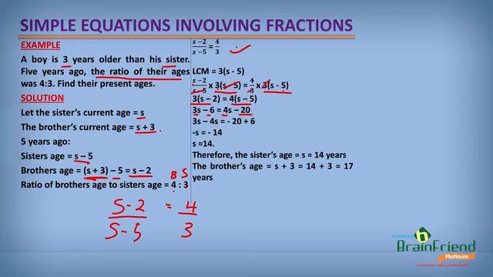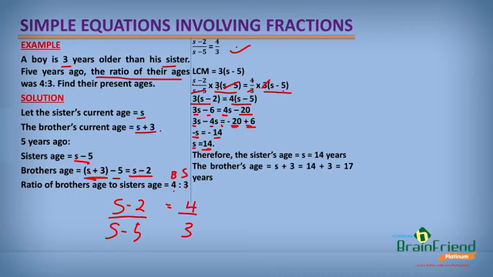Now, bringing like terms together, we have 3S, taking 4S across the equal to sign. We have 3S minus 4S is equal to minus 20. Taking minus 6 across the equal to sign becomes minus 20 plus 6. 3S minus 4S is minus S, and minus 20 plus 6 is minus 14. Therefore, S is equal to 14.